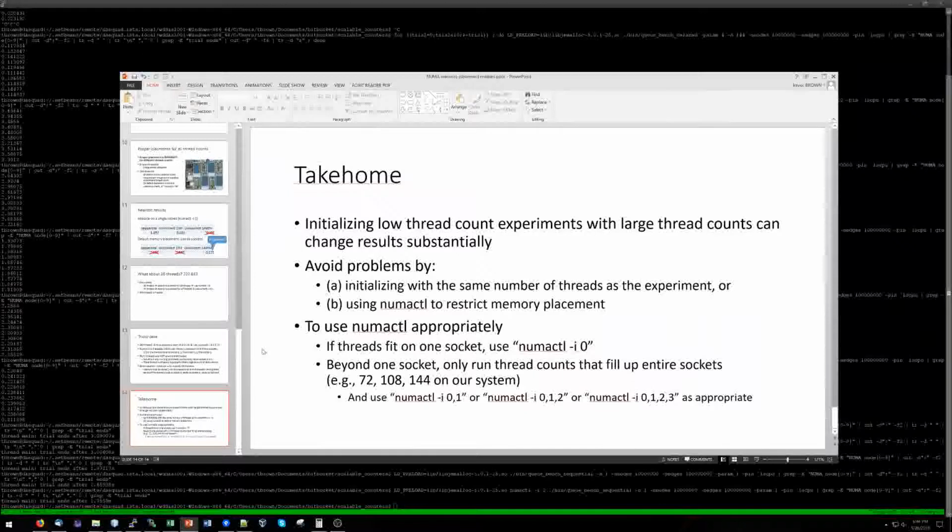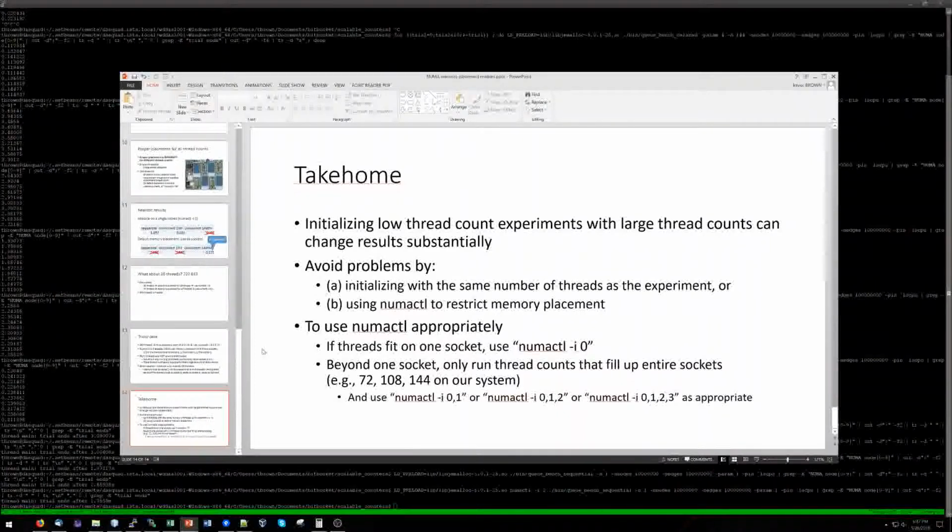Okay, so what's the take-home message? If you're initializing low thread count experiments, like you have a measured part of your experiment with a low thread count, but you're using large thread counts to initialize your data structures, then that can change your results substantially. And if you want to avoid those kinds of weird problems in your experiments, then you should either initialize with the same number of threads as you're going to run in the measured part of the experiment, if that's feasible, and of course pin threads so that they're running on the same cores in each case. In the initialization part of your program and in the measured part of your program, they should be running on the same sockets and the same cores, ideally.